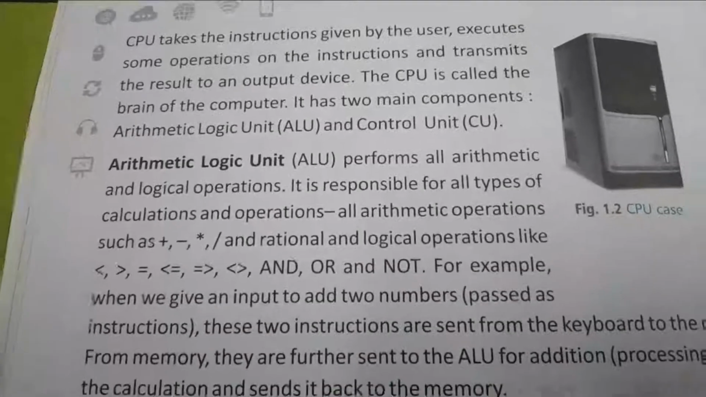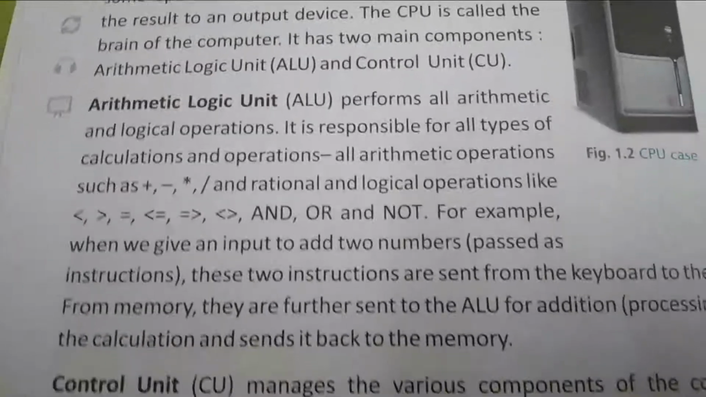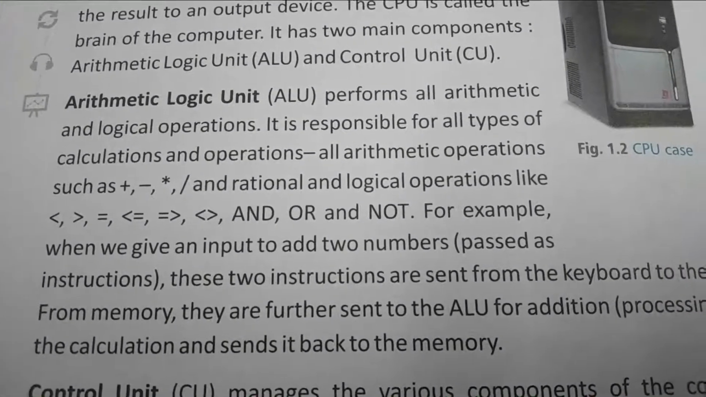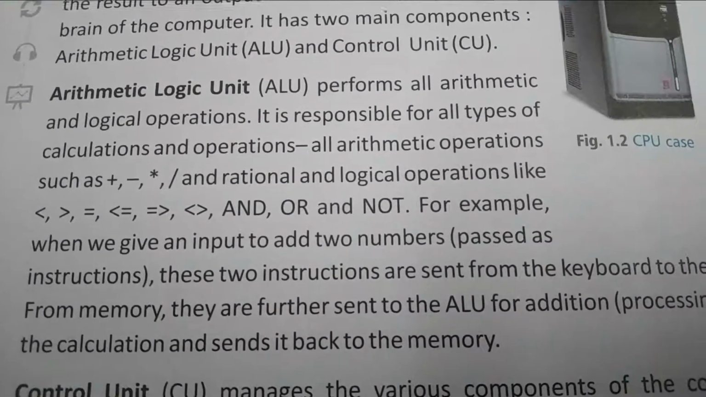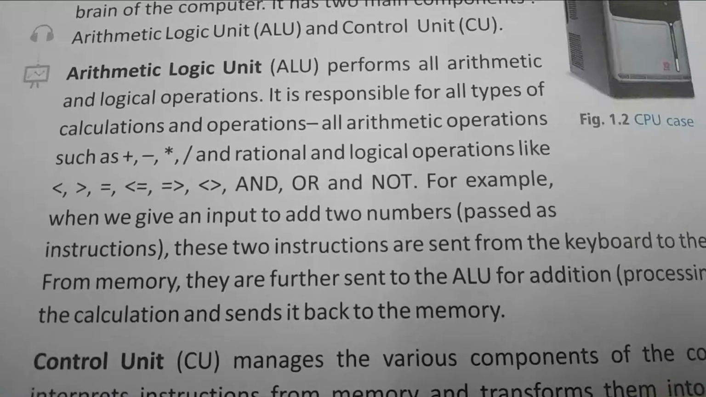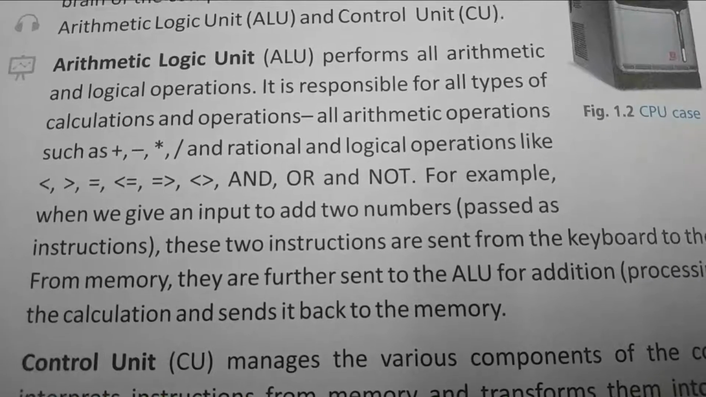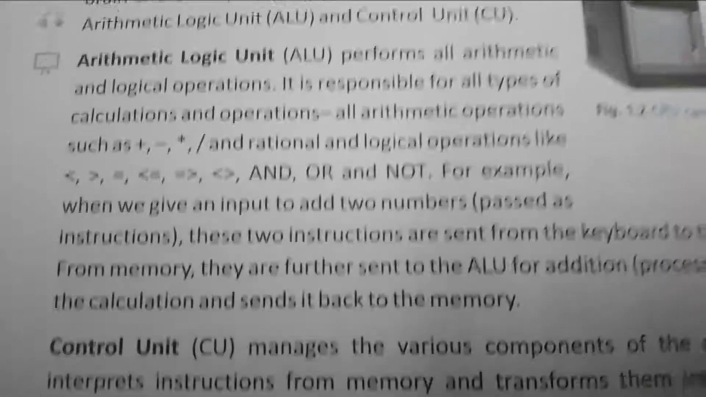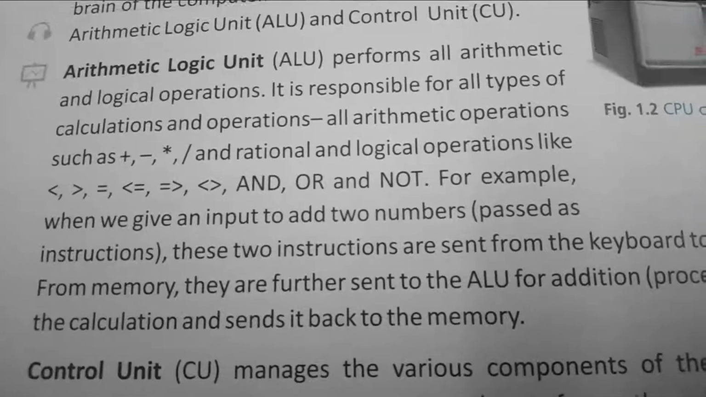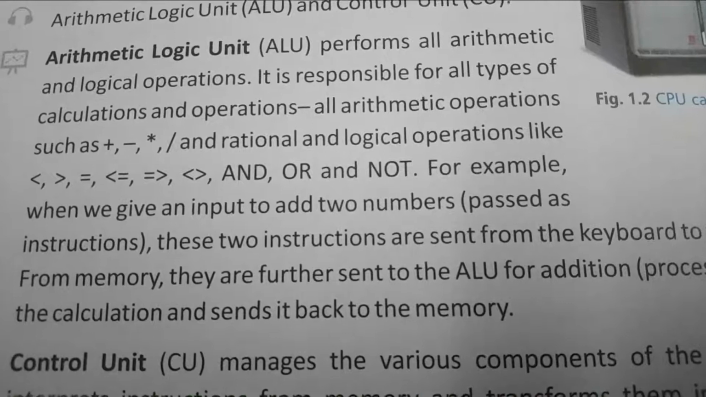So it has two parts. One is the arithmetic logic unit, another one is the control unit. The arithmetic logic unit performs all arithmetic and logical operations. It is responsible for all types of calculations and operations. All arithmetic operations such as plus, minus, dividing, and all sorts of mathematical calculations are done here. And relational and logical operations like greater than, smaller than, equal, and, or, and not, and so on.